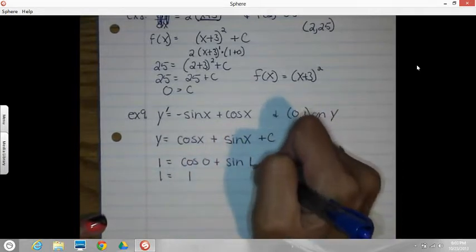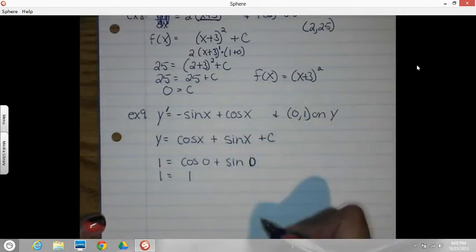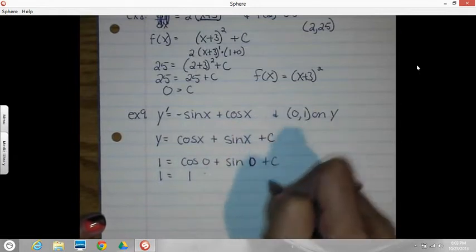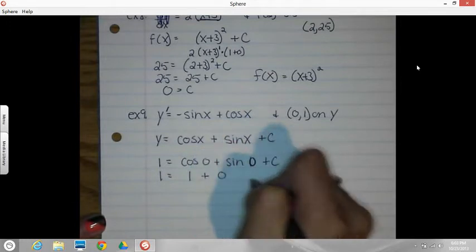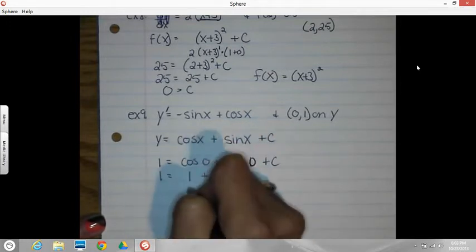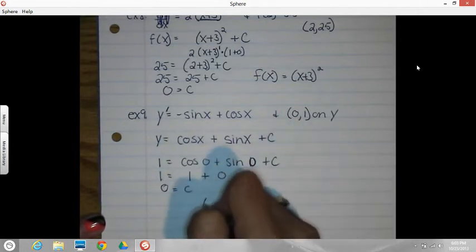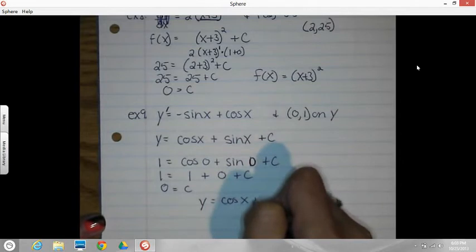I was going to say, I don't know what the sine of 1 is. x is still a 0. The sine of 0 is 0. Let's see. Sine of 0 is 0. So c equals 0 again. So your particular equation is y equals cosine x plus sine x.